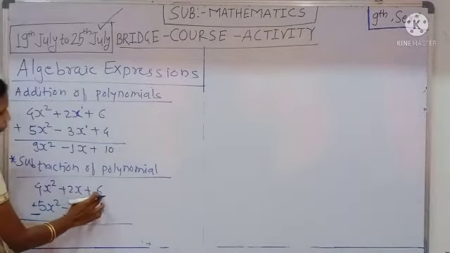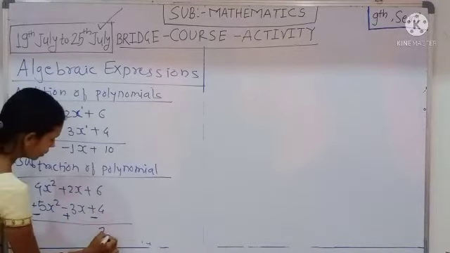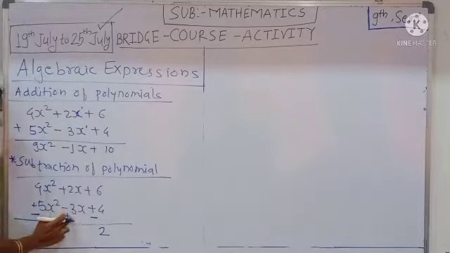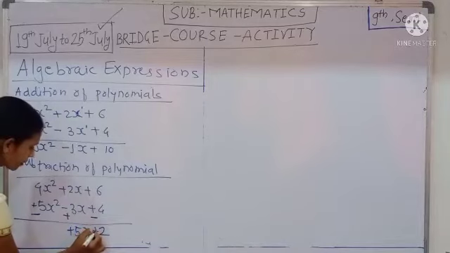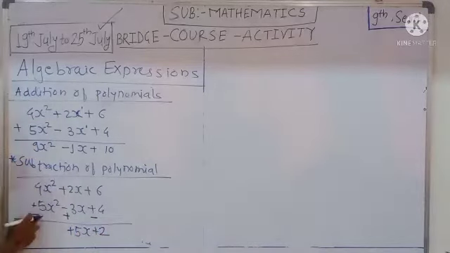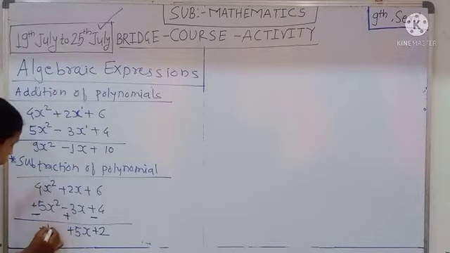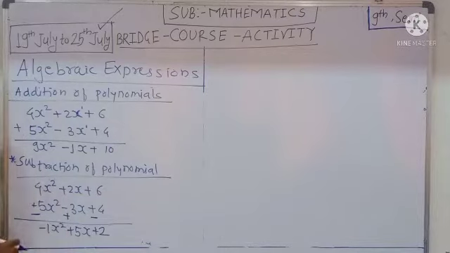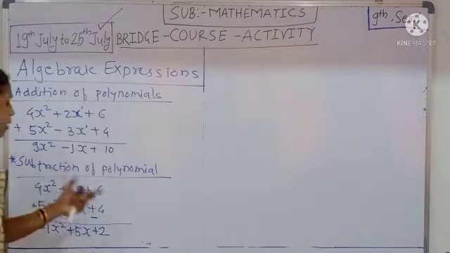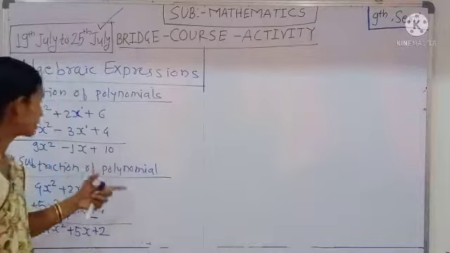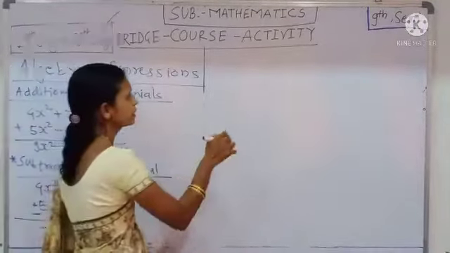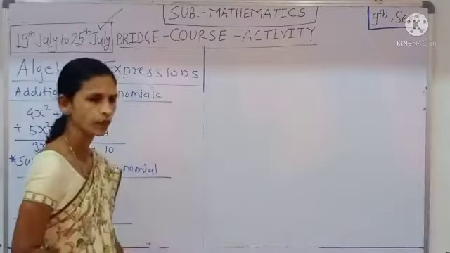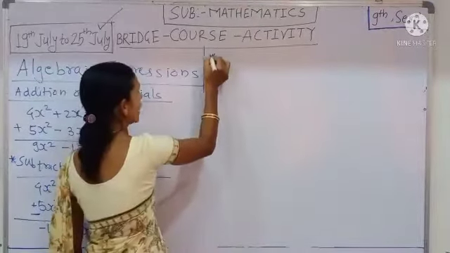Then, here, plus 6 minus 4, that is 2. Plus 2x plus 3x, that is plus 5x. And 4x square minus 5x square. Here, minus 5 plus 4, minus 1x square. Then, we can also do the practice of this type of examples by solving those type of examples in your textbook.